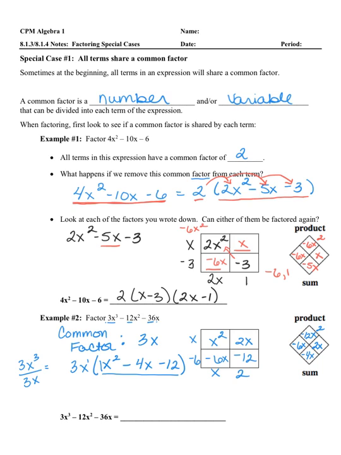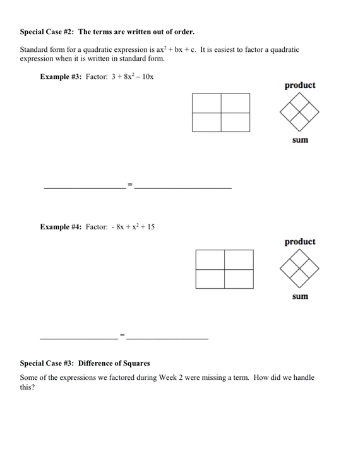3x cubed minus 12x squared minus 36x factors into 3 factors: the 3x that we pulled out in the beginning, and the x minus 6 and the x plus 2, which were the dimensions of the rectangle I used to factor the remaining expression.